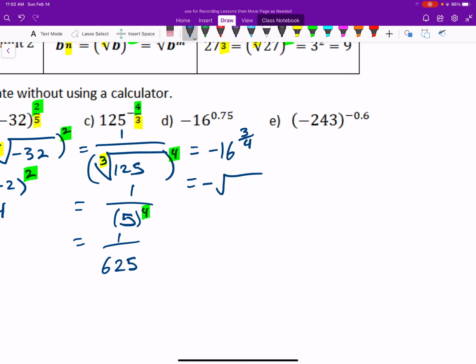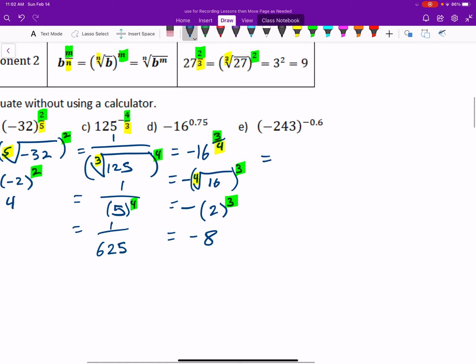I'm going to take the 4th root of 16, and then I'm going to raise that to the exponent 3. So negative sign stays out front. 4th root of 16 is 2. I'm going to raise that to the exponent 3. It equals 8. So in the end, my answer is -8.